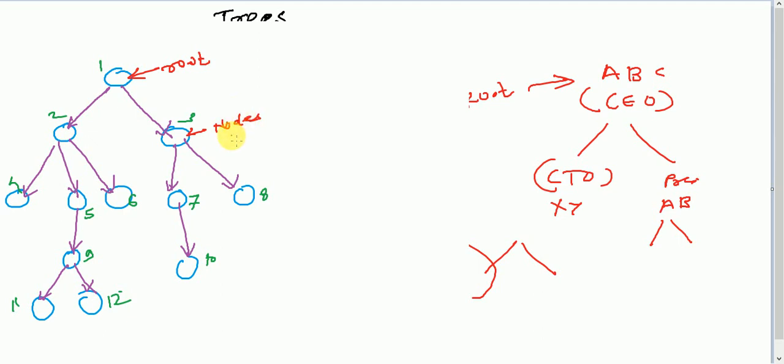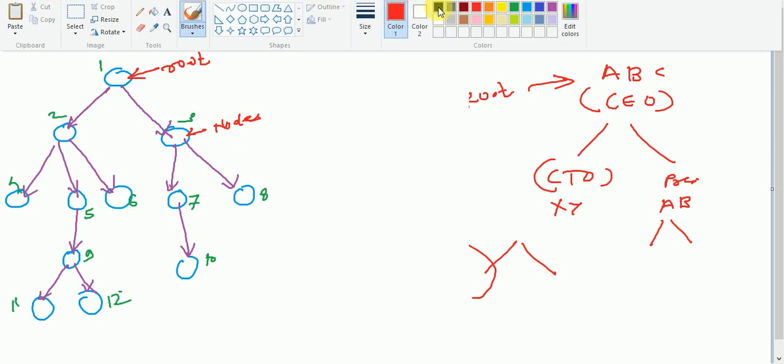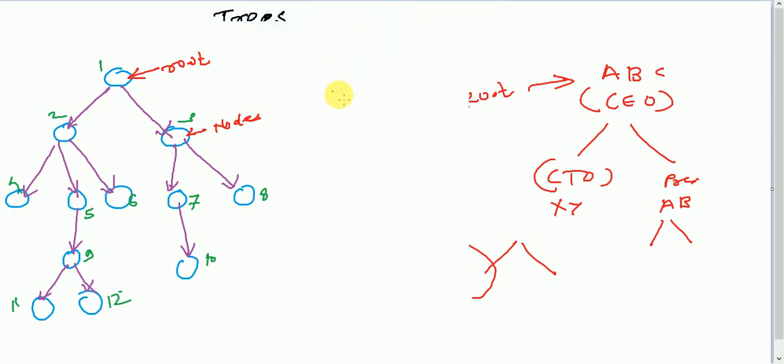Okay, so now let's see one by one the different concepts here. The first thing is about the root of the tree. So here this node is basically the root of the tree. Right, the start node is called the root of the tree.